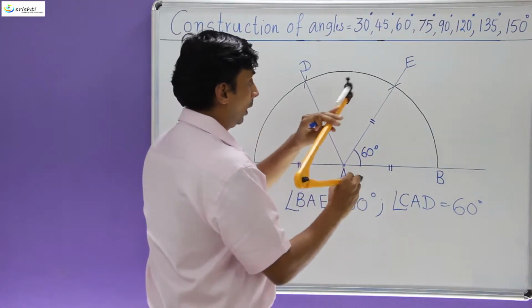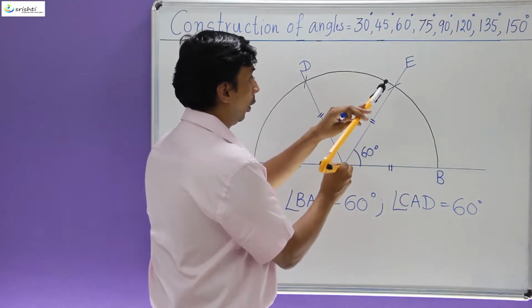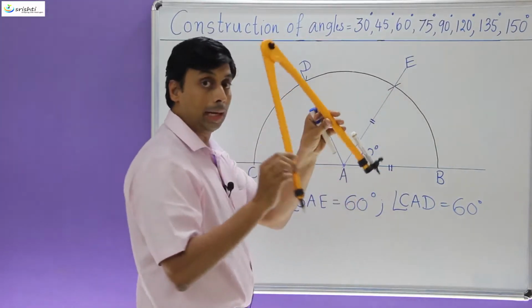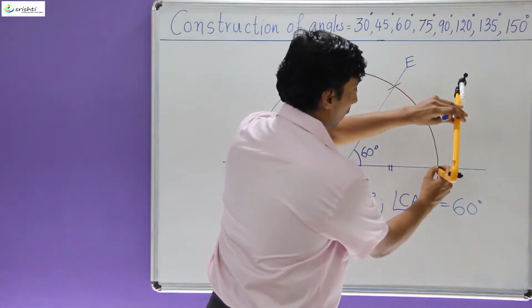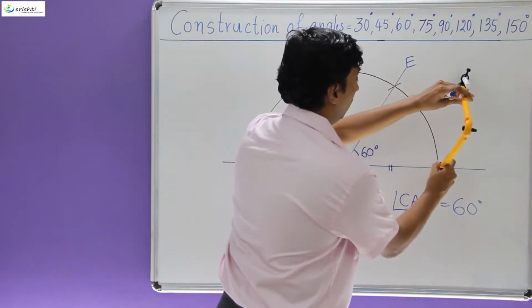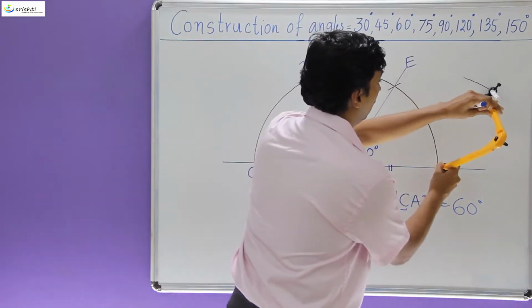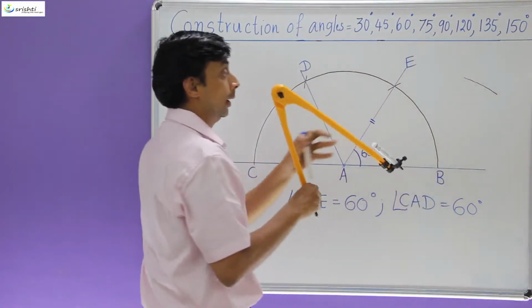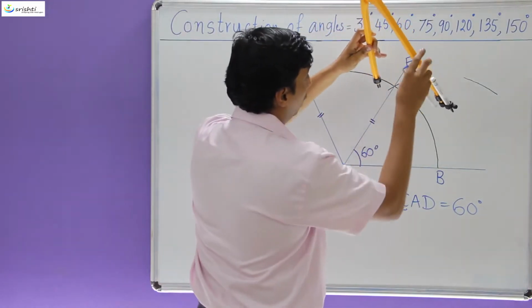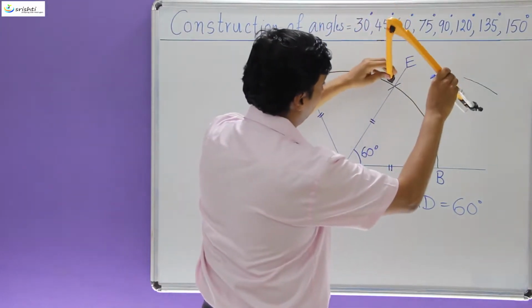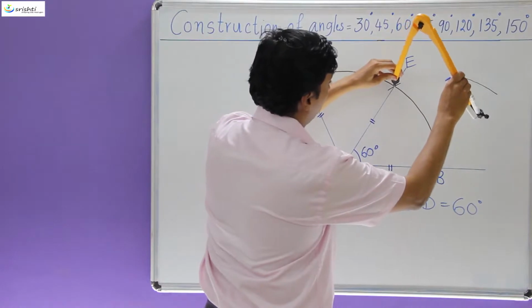With the same rounder measurement, so I have already drawn the semicircle with a particular measurement. I am keeping the same rounder measurement. I am placing the rounder on B. I am drawing an arc. Okay, I hope you are also doing this in your notebook along with me. I am again keeping my rounder on the point E, and with the same measurement I am drawing an arc.